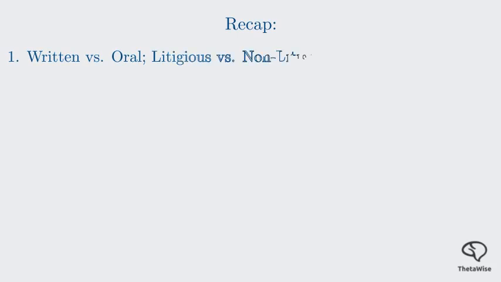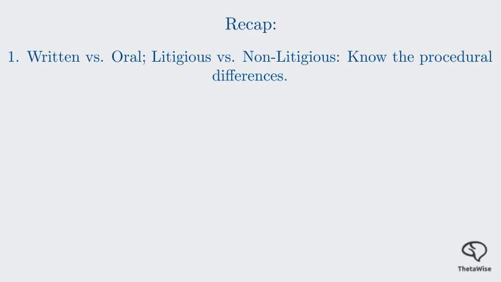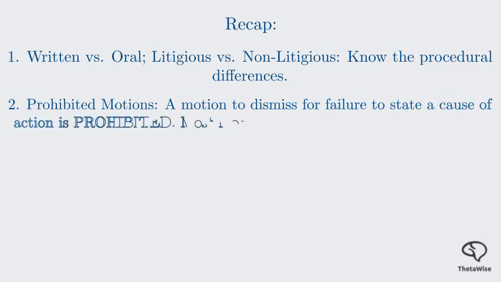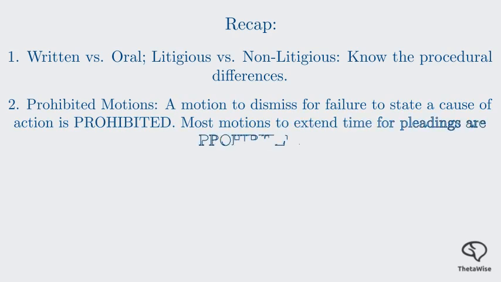Let's summarize the key takeaways from our review of motions. First, always determine if a motion is written or oral, litigious or non-litigious, as this dictates the proper procedure. Second, be vigilant for prohibited motions, especially motions to dismiss on grounds other than jurisdiction, litis pendentia, or res judicata or prescription. Any motion to dismiss for failure to state a cause of action is a prohibited motion.